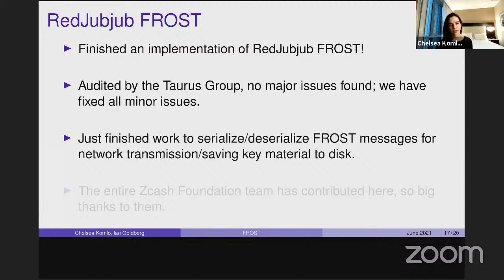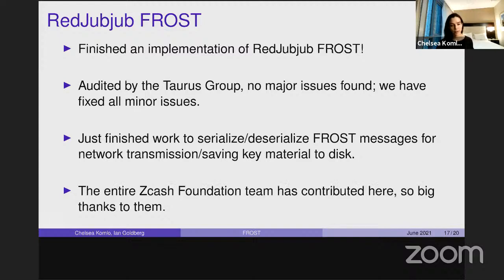And something that the team has been working on is finishing serialization and deserialization of FROST messages. So that's useful for doing network transmission or doing things like saving key material to disk. And one thing I just wanted to say is that the entire Zcash Foundation team has contributed here. So even though I'm giving this talk, the whole team has been involved. And I just want to recognize them and all of the effort that they've been putting into making RedJubjub FROST ready to use.